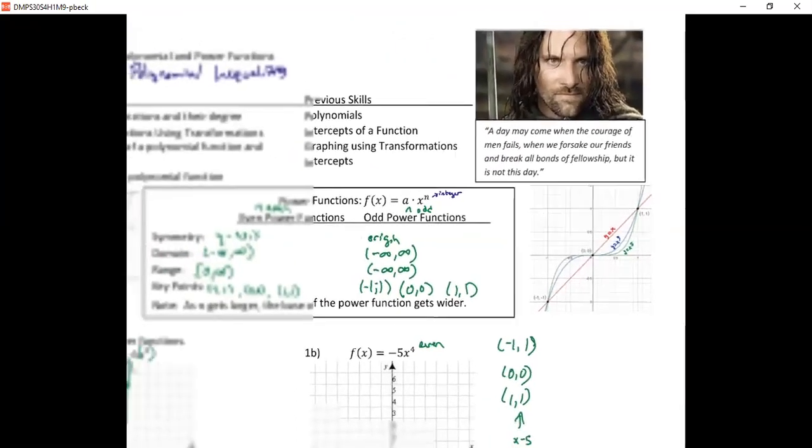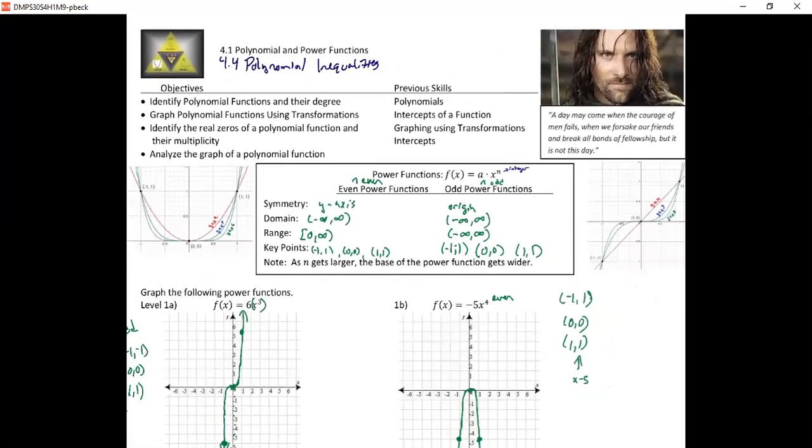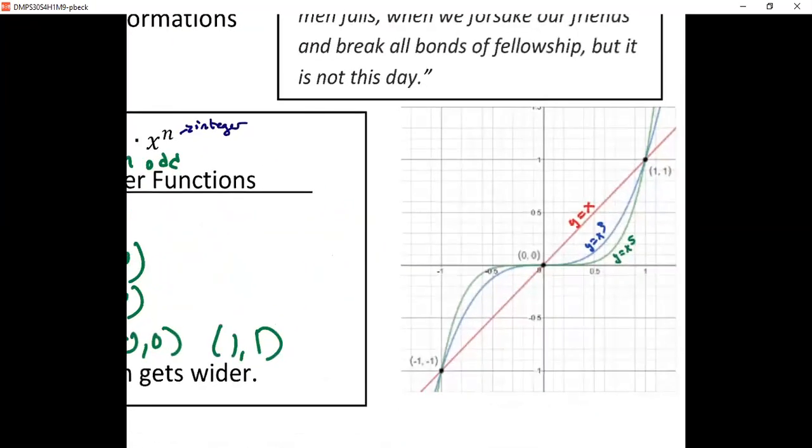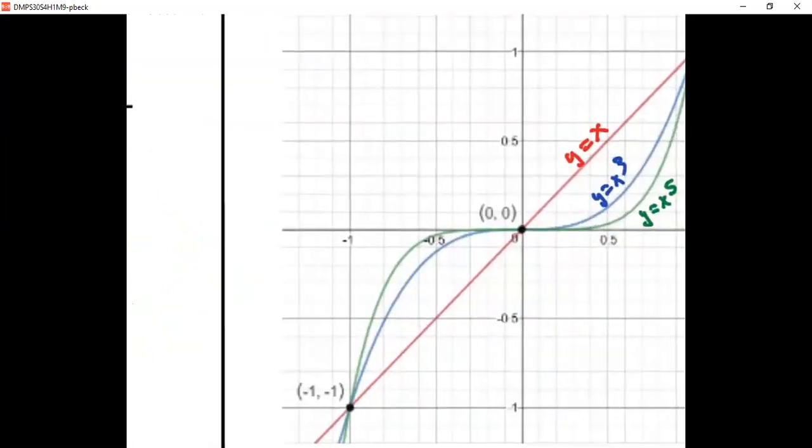And with both even and odd power functions, what ends up happening is the base gets wider as n gets larger. Now, the reason for this, we can look over here and we can kind of see it a little bit better. If we take 0.5 to the first power, it's 0.5. 0.5 to the third power is 0.125, which is why we have much smaller numbers.